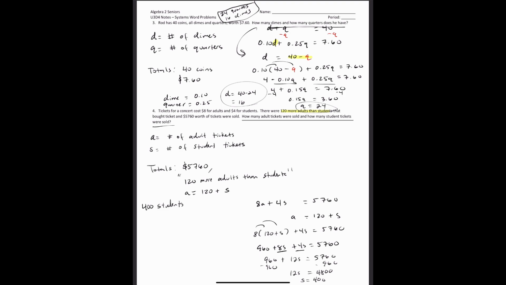So if S is equal to 400 and we have our equation for adults, right? It's 120 plus S. I can just go ahead and replace this S with 400. So 120 plus 400 is 520. So there are 520 adults. And this makes sense to me because there are 120 more adults than students. Just do 520 minus 400 and you get 120.